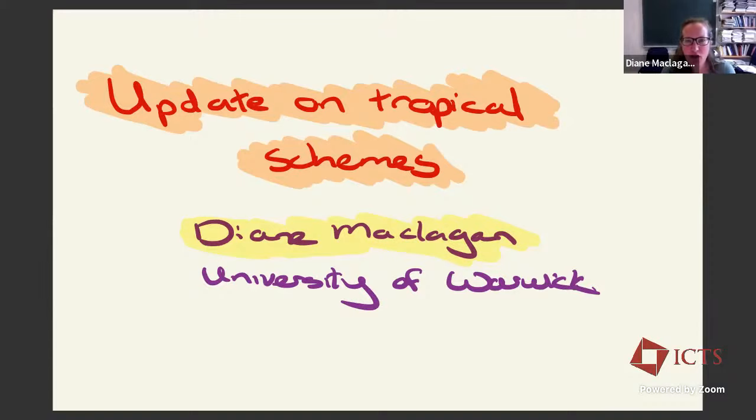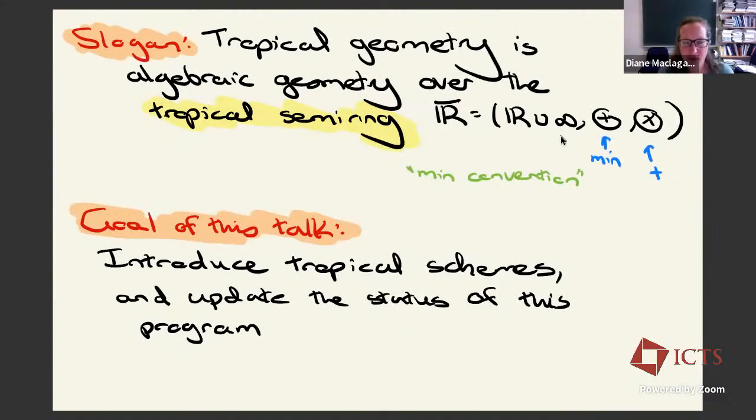Okay, so I'm going to give you an update on tropical schemes, but let me start with telling you what I mean by this world. We have a slogan in tropical geometry that tropical geometry is algebraic geometry over the tropical semi-ring. And we're always a little vague about precisely what that means.